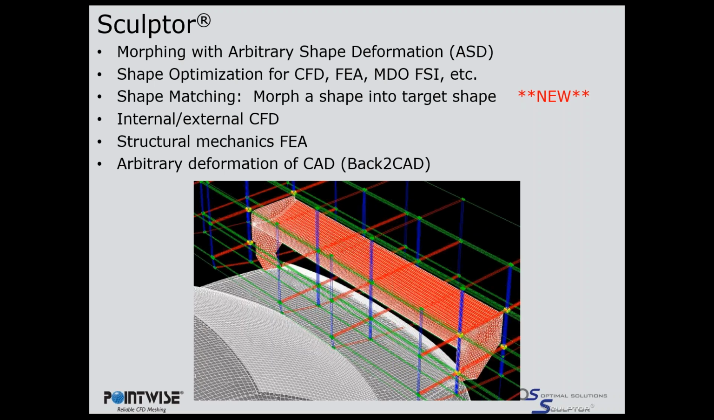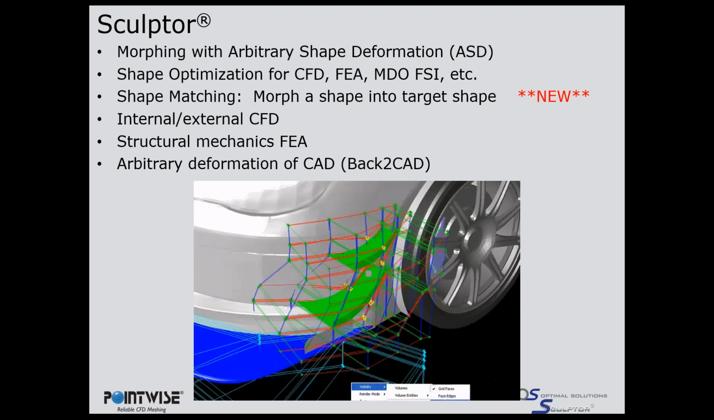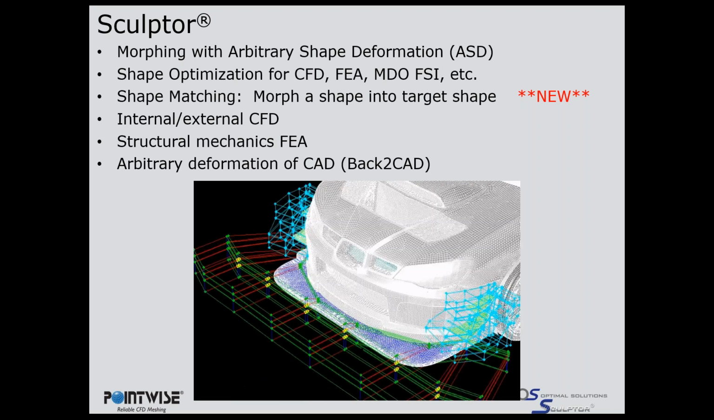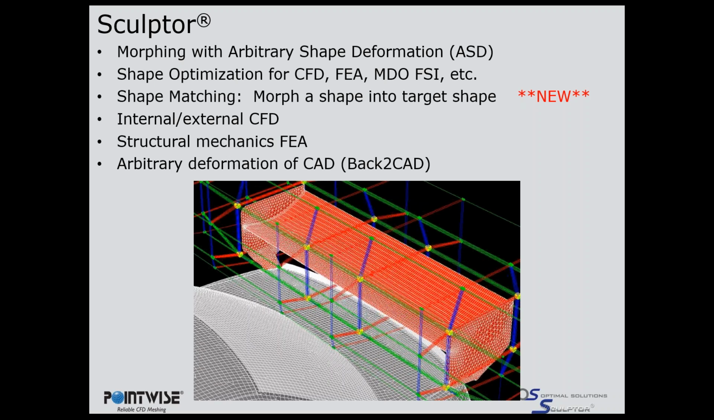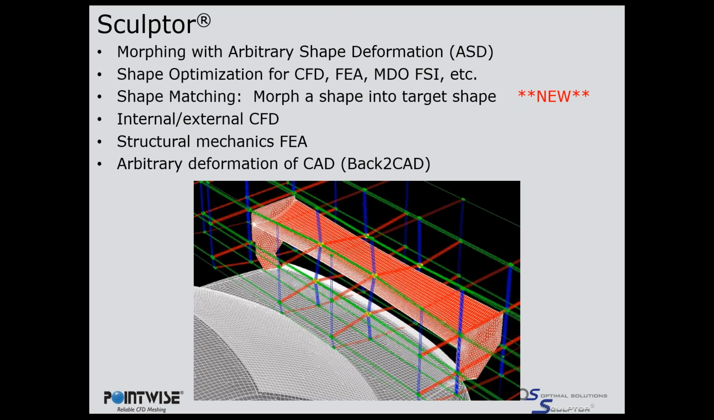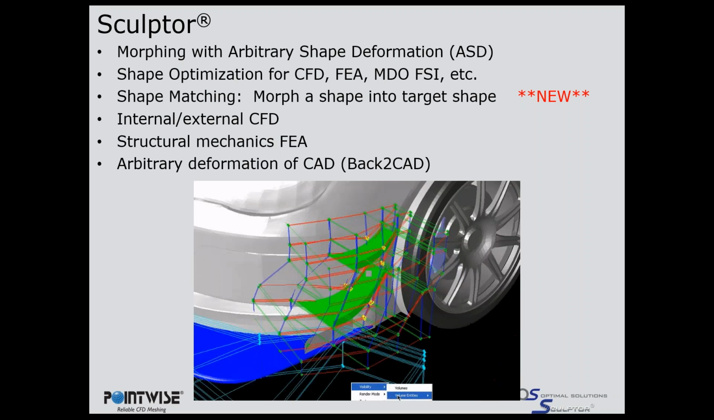The image you see in the animation is a race car that Sculptor is morphing, and this is a real-time capture of the screen as the different shape change parameters that can be defined by the user are being changed so that we can see that in real time on the screen.